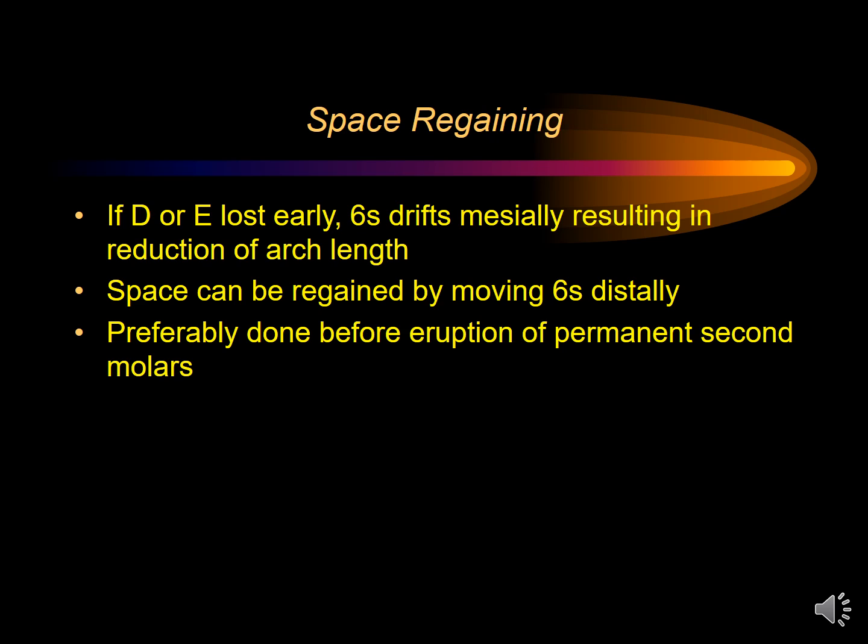If the first or second deciduous molars are lost early, the first permanent molars drift mesially, resulting in the reduction of arch length. This space that is lost can be regained by moving the first permanent molars distally, and preferably this should be done before the eruption of the second permanent molars.